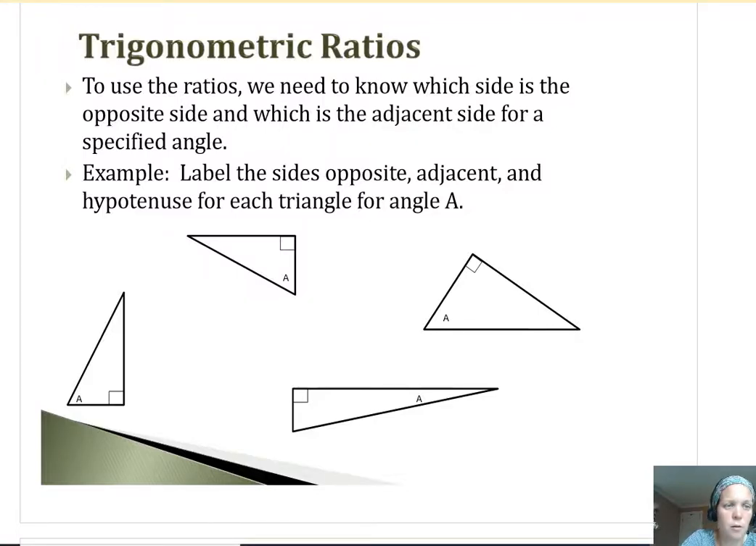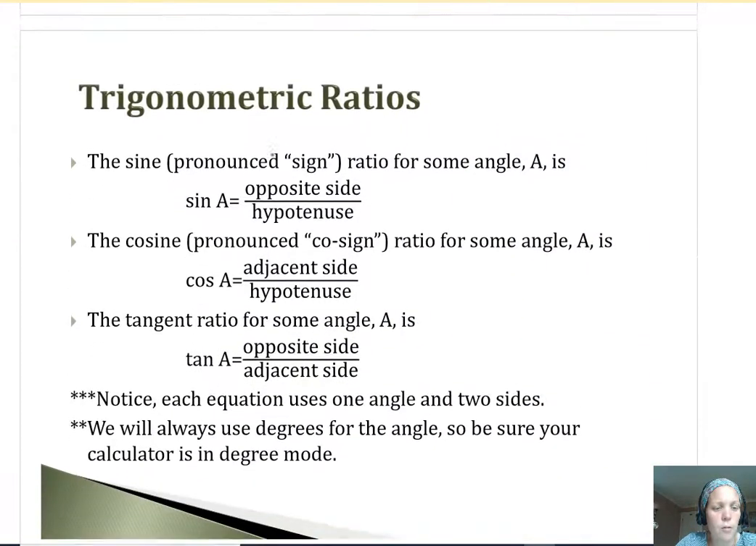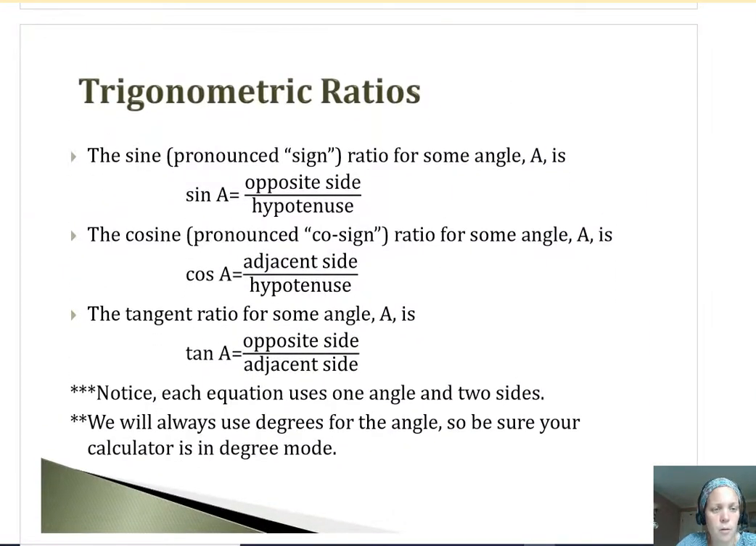So now we're going to start solving missing parts of a right triangle. To do this, we're going to use trigonometry ratios. I'm going to go back and forth between the formulas for these trig ratios and what we're going to have to do to set these up. And then we'll get into how to solve for whatever we're trying to find.